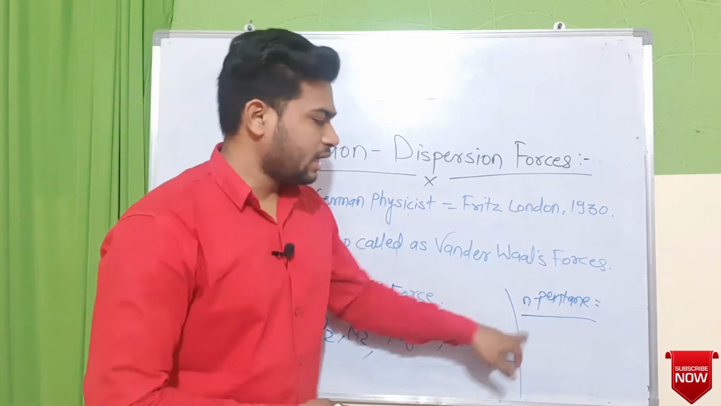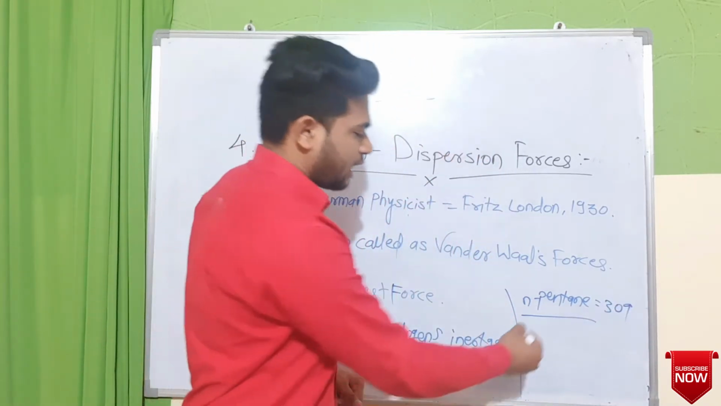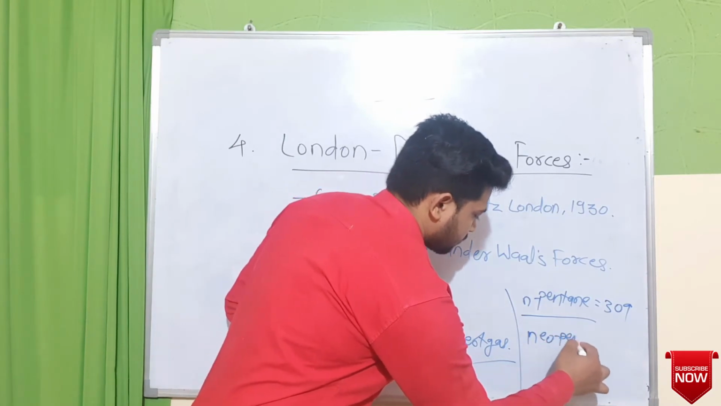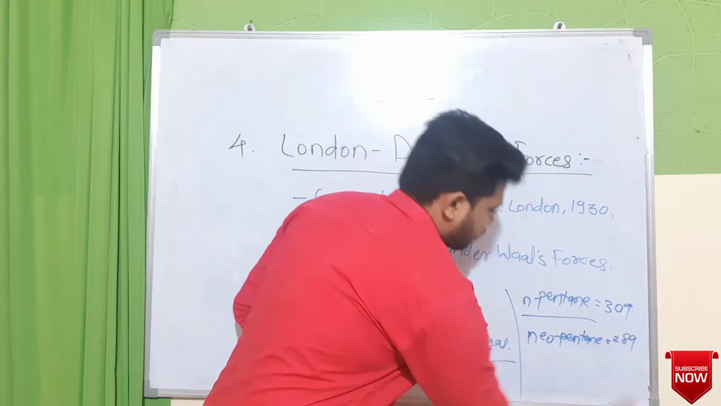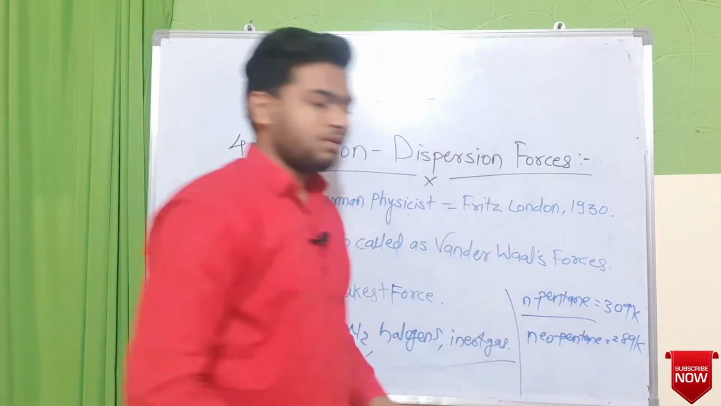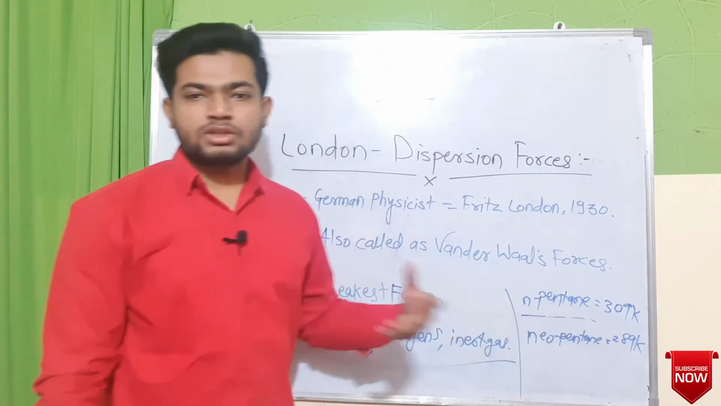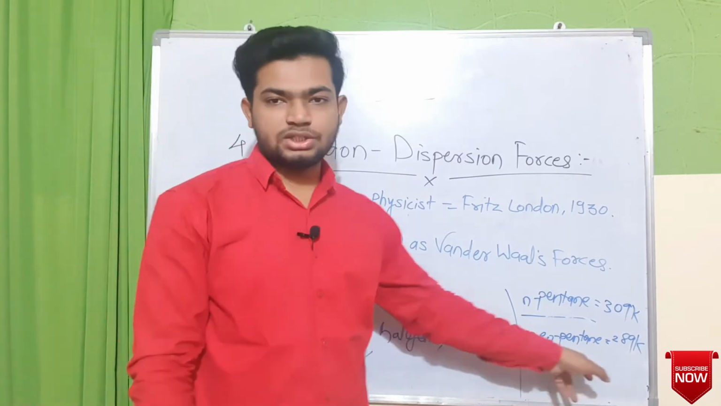Now n-pentane has a boiling point of 309 Kelvin, and the isomer of n-pentane, that is neopentane, has 289 Kelvin as a boiling point. Now this is affected due to these London forces. The straight chain molecules have stronger London forces, stronger van der Waals forces, as compared to the branched chain molecule.